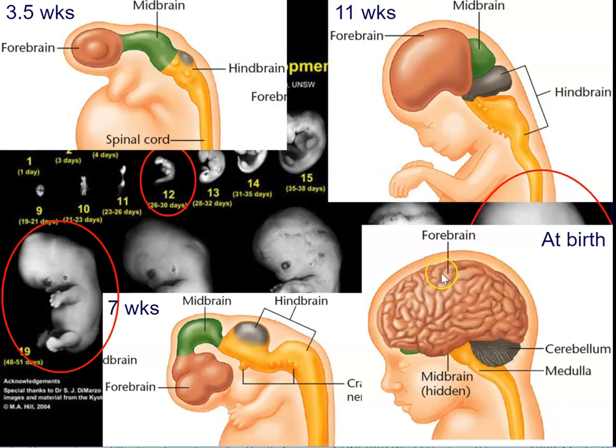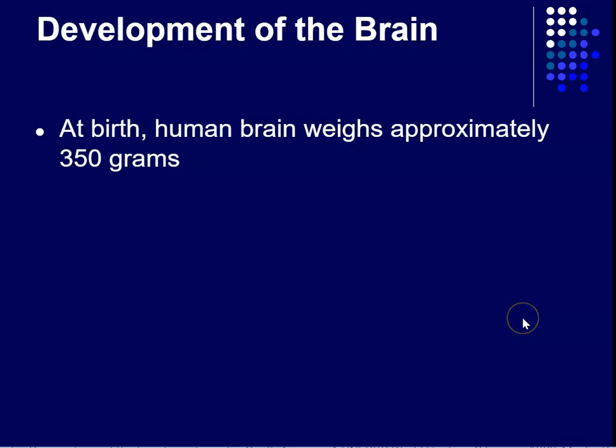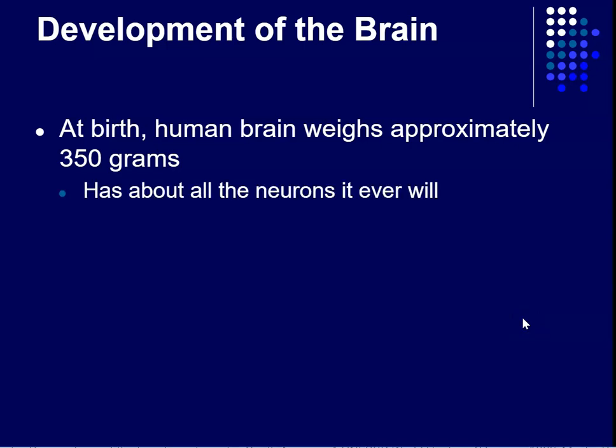By birth, the brain has essentially the same structure that it'll have for the rest of its life. All the sulci and gyri are already there. All the structures that are going to be there are already there. Though there are quite a few changes that still need to happen. At birth, the human brain weighs about 350 grams, but it has almost all the neurons that it ever will. We do make some new neurons in adulthood, as we'll discuss in a little bit, but most of the neurons that we're going to have are already there at birth.